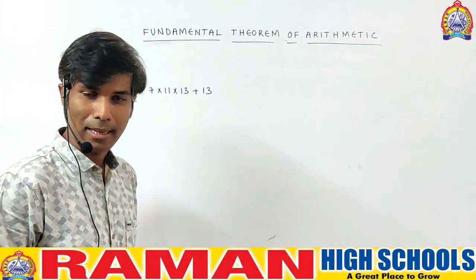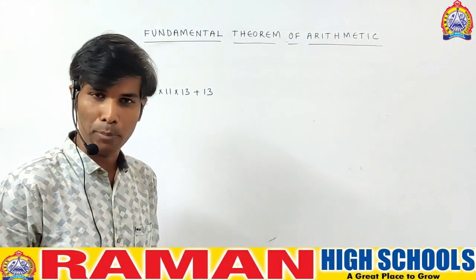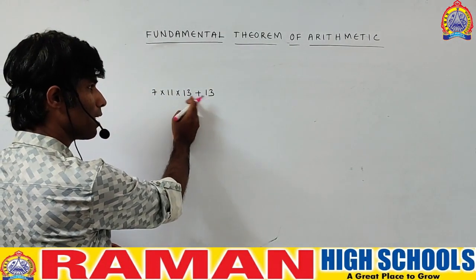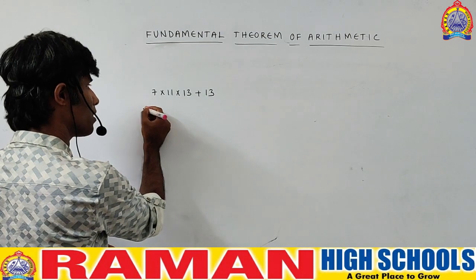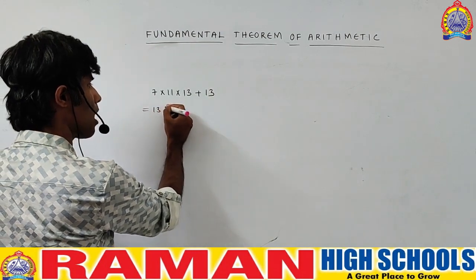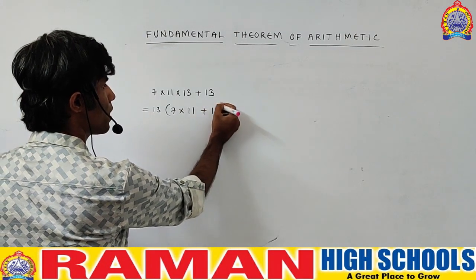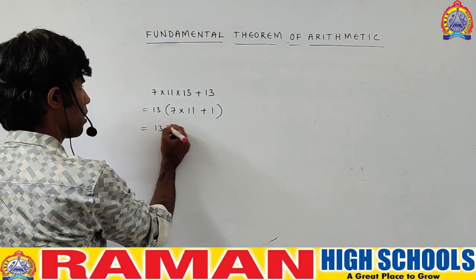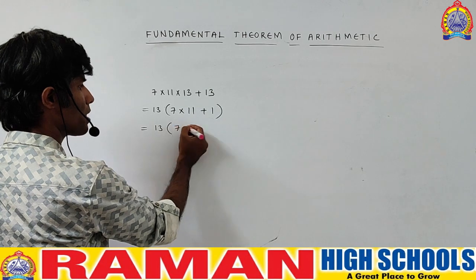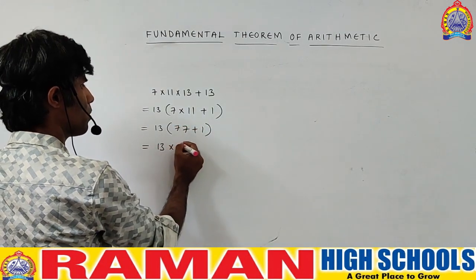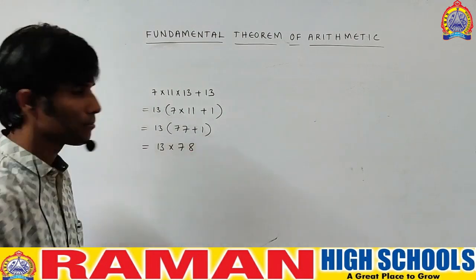Now let us see this example and verify whether this is a composite number or not. Here the plus sign is there, and 13 and 13 are there. You can take 13 as a common factor: 13 into (7 times 11 plus 1). Here 7 times 11 is 77, plus 1, and it is 13 into 78.